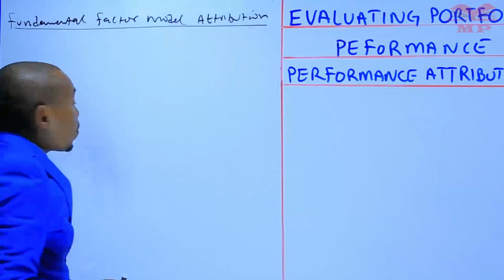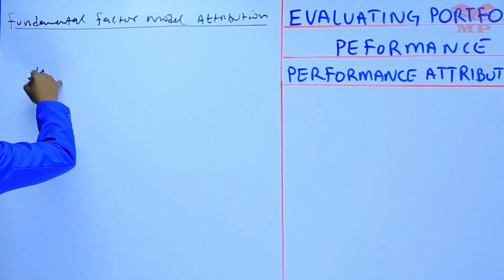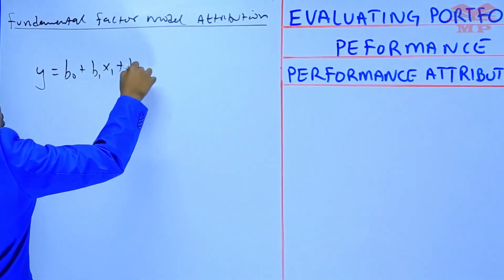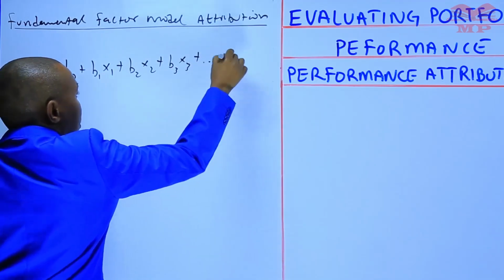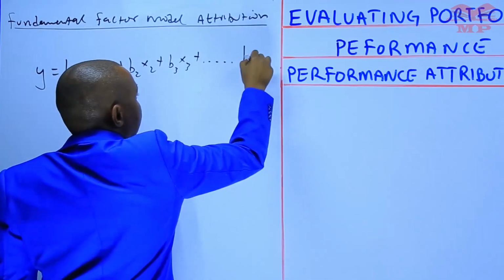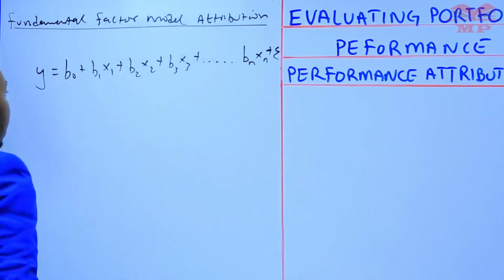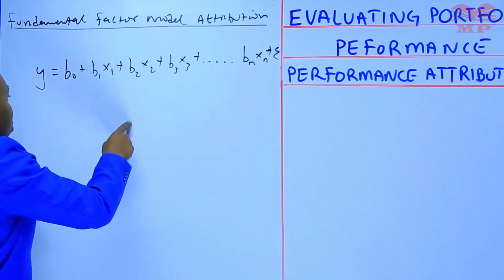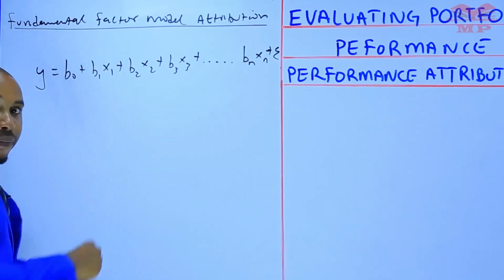Now, fundamental factor model attribution utilizes multi-factor models of the form y equals b naught plus b1 x1 plus b2 x2 plus b3 x3 plus bn xn plus an error term. Now, this is a multi-factor model, and b naught represents the intercept. When x is 0, what is the value of y?